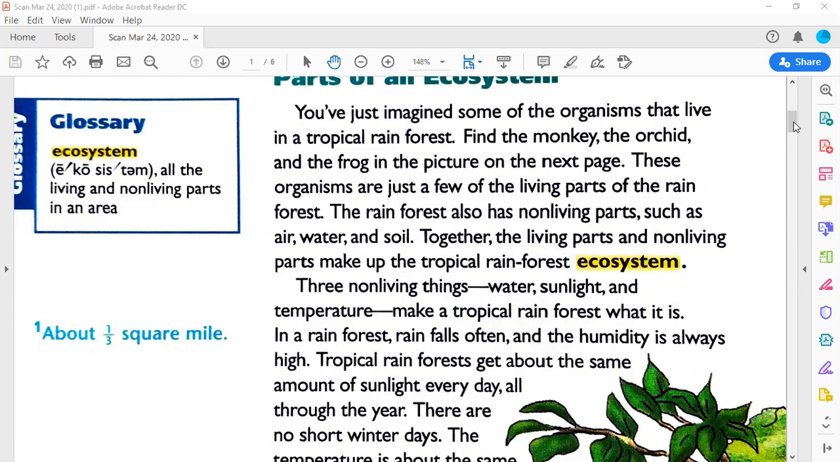Now, who wants to give me examples of non-living things in an ecosystem? Water, exactly. Books are non-living things, but in this case I would like you to give me examples in a specific ecosystem, like in a jungle, for example. Sunlight, water, rain, temperature. Those are non-living things, but they are all part of the ecosystem. Both living and non-living things are part of the ecosystem.